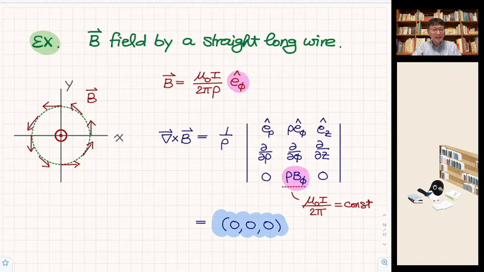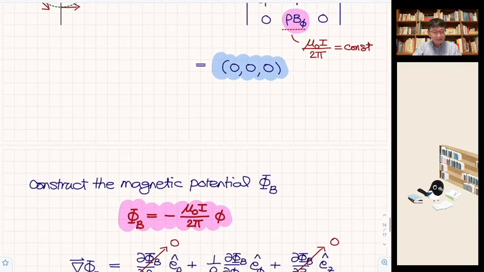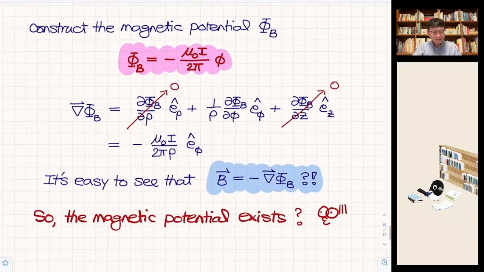You run into the incorrect conclusion that the B field is conservative. Or maybe the B field is really conservative, and your high school teachers are just not courageous enough to teach you so. So, let's move on. Things get worse. In fact, I can construct the magnetic potential phi B. Yes. So don't ask me why.